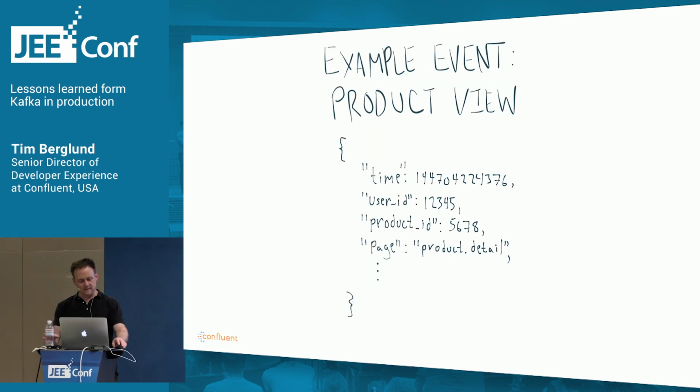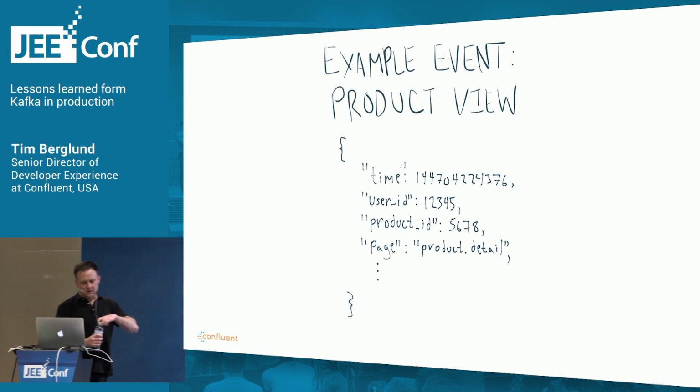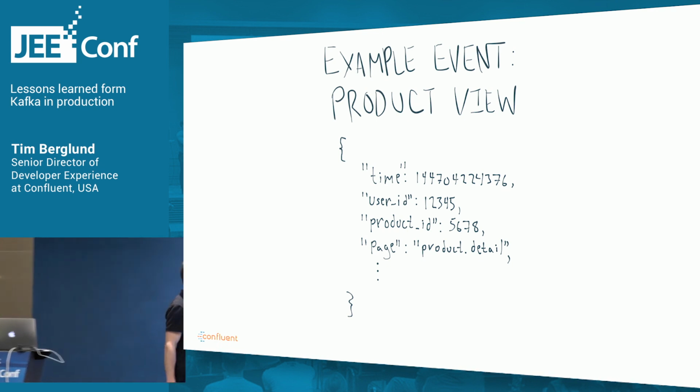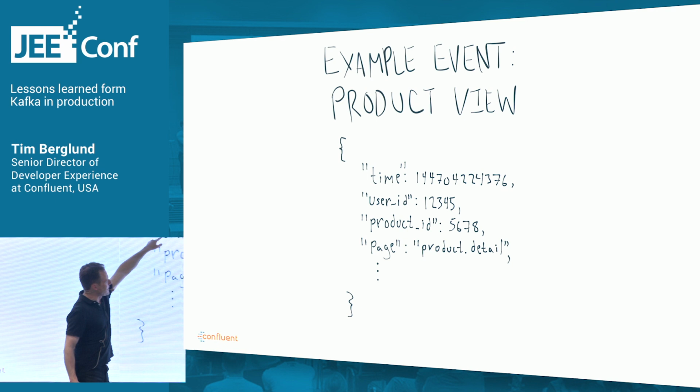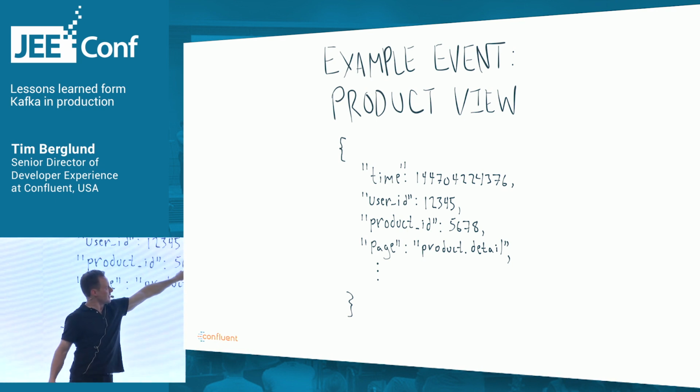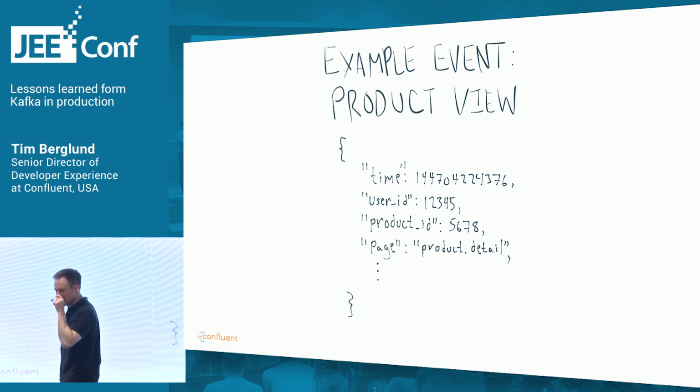So you could have a request, really. I mean, look at this. This is some JSON. There's a timestamp. There's a user making this request, and it looks like somebody is looking for product detail for product 5678.